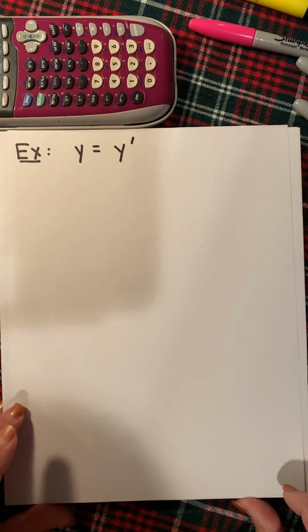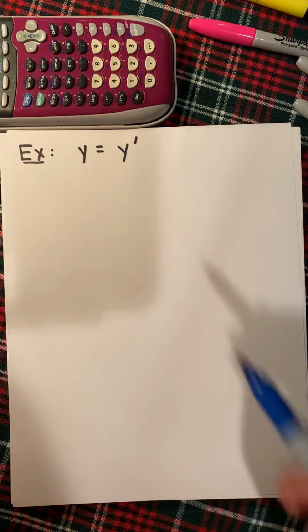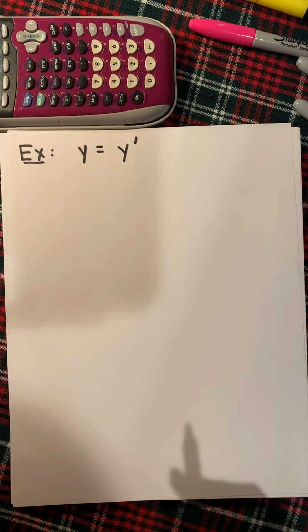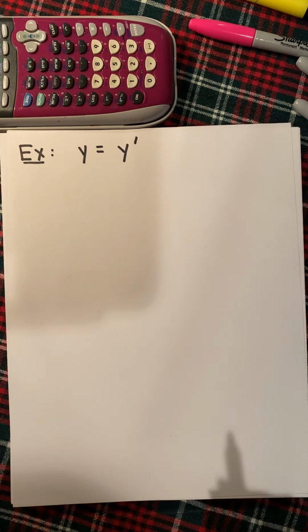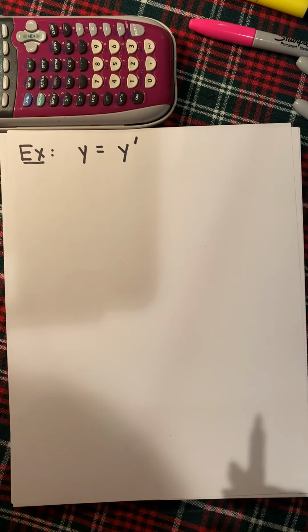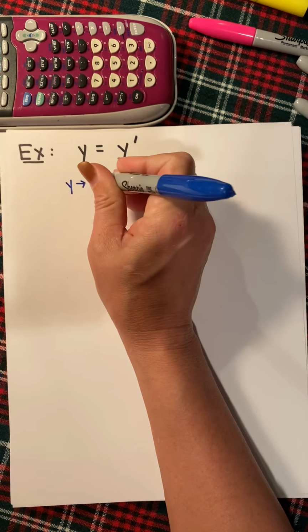So let's look at this differential equation. We have to get comfortable with the notation. So y equals y prime. We're assuming our function is y. We don't know exactly what the input variable is. So in situations like this, you can either use x, y is a function of x, or y is a function of t. But what we're looking for is a function which in fact equals its derivative. So y is the unknown function.